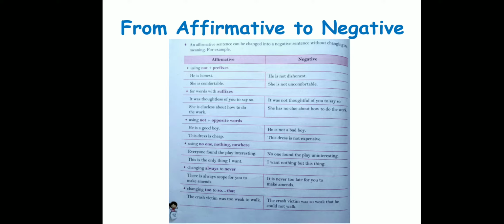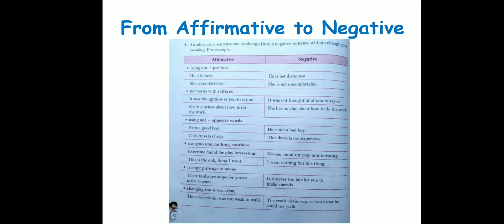The crash victim was too weak to walk. That means crash victim, somebody who met with a car crash, who had a car accident. Victim is the person who got hurt in the accident. So crash victim means the person who got hurt in a car accident. Alright. The crash victim was too weak to walk. So the victim, the person who got hurt in the car crash or the car accident, was too weak to walk. He was so weak that he could not walk.